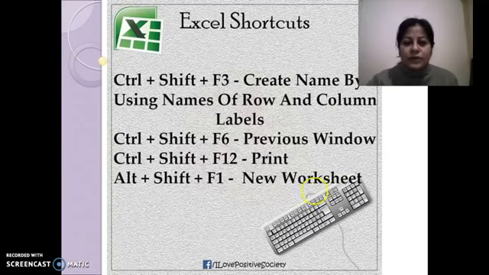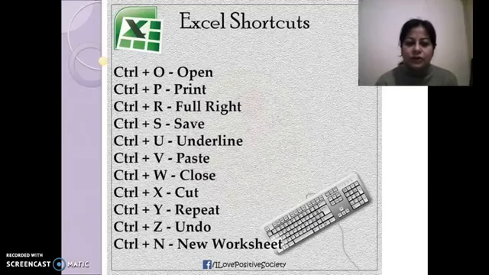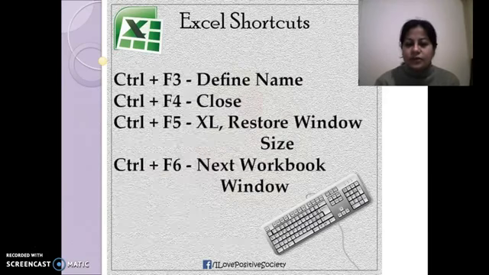And then if you press Control plus Shift plus F3, it creates names using the row and column labels. Control Shift plus F6, the previous window. Control Shift plus F12, you can print, and then if you press Alt Shift and F1, a new worksheet will come. So these are a few of the shortcuts again to open, print, save, underline, paste, close, cut, then repeat, and then undo, and then open a new worksheet.